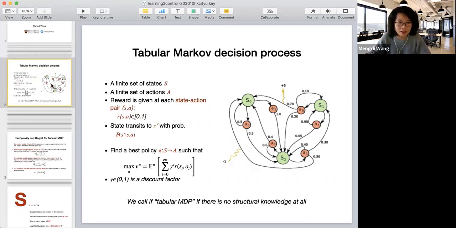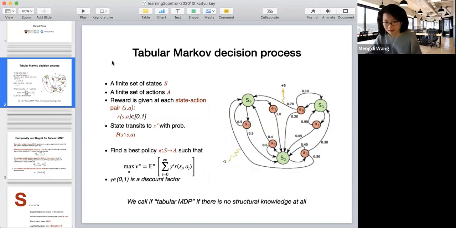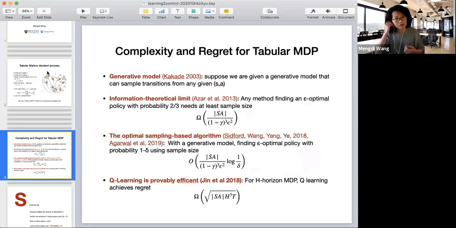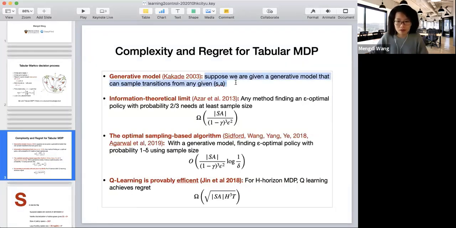A very basic question in complexity theory is the complexity of solving a tabular Markov decision process: how do the sample complexity and the computational complexity depend on the size of the state and action spaces? This is a collection of best known results for solving tabular MDP. Let's work with a sample oracle. Sham Kakade called it a generative model in his PhD thesis, meaning that I don't know the transition probability of the Markov decision process, but I have a generative model or a simulator that allows me to draw samples of random transitions from any given state S and action A.